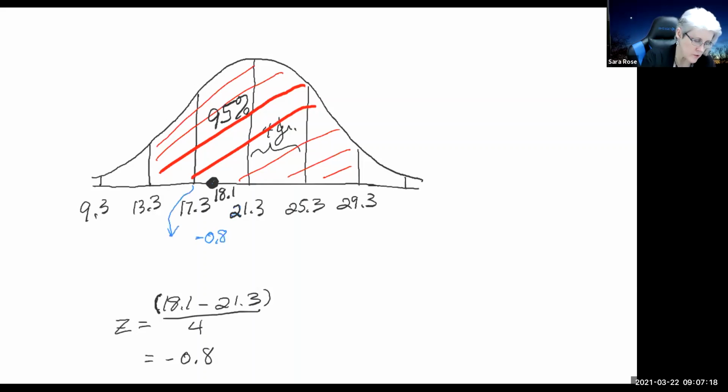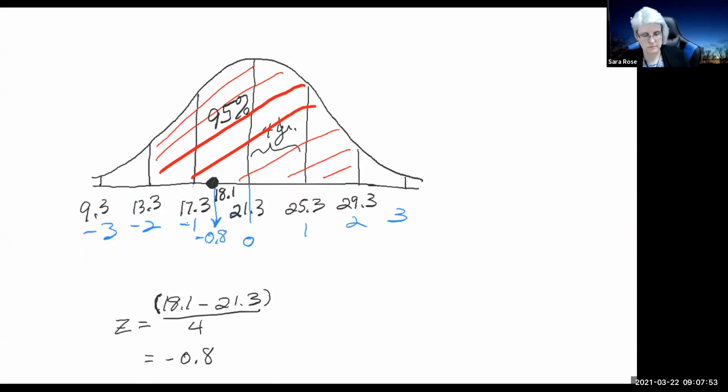This is minus 1 standard deviation below the mean, which would have a z-score of 0, because the mean minus the mean is 0. This standard deviation would be minus 2, and here we would have minus 3 standard deviations. Here, 1, 2, and 3. Okay, so I'm going to straighten this up a little bit here. So minus 1, minus 2, minus 3. And this is the z-score for our 18.1 year old student.